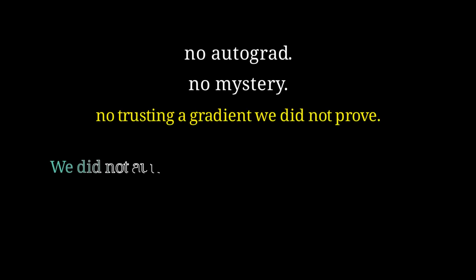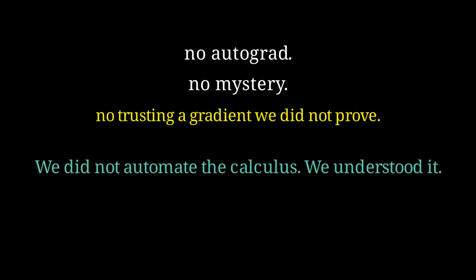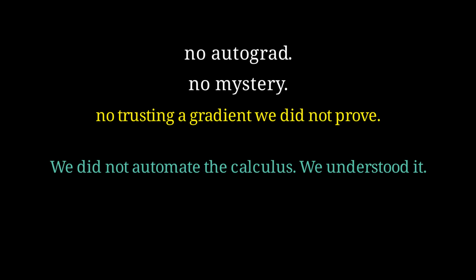From here on, this check is a fixture of the series. Every time we add a new component, we will derive its backward pass by hand, and then we will end by running the gradient check and showing this same green card. No autograd. No mystery. No trusting a gradient we did not prove. And the backward pass we wrote today does not change again. Every episode after this one reuses it, exactly as it stands, and only teaches the checking machine 1 new layer to check. We did not automate the calculus, we understood it.